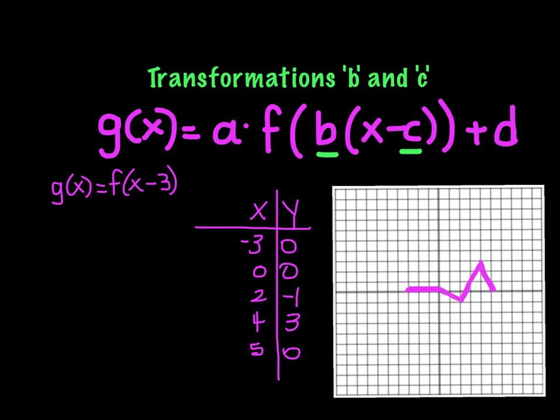So you'll need to pause the video and copy down this function and this table, and then the transformation that we're going to look at today. This is going to be the C transformation. Notice the C is inside the parentheses with the X, so this would be a C transformation. If I had a B transformation, it would be multiplied by the X out here.